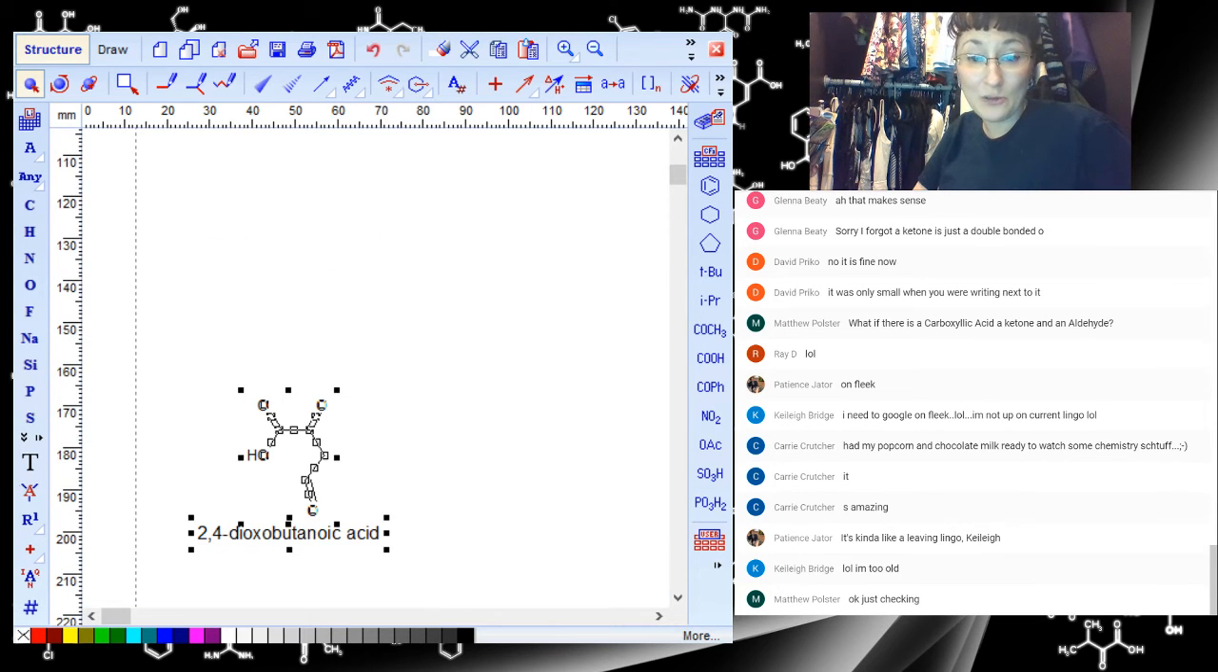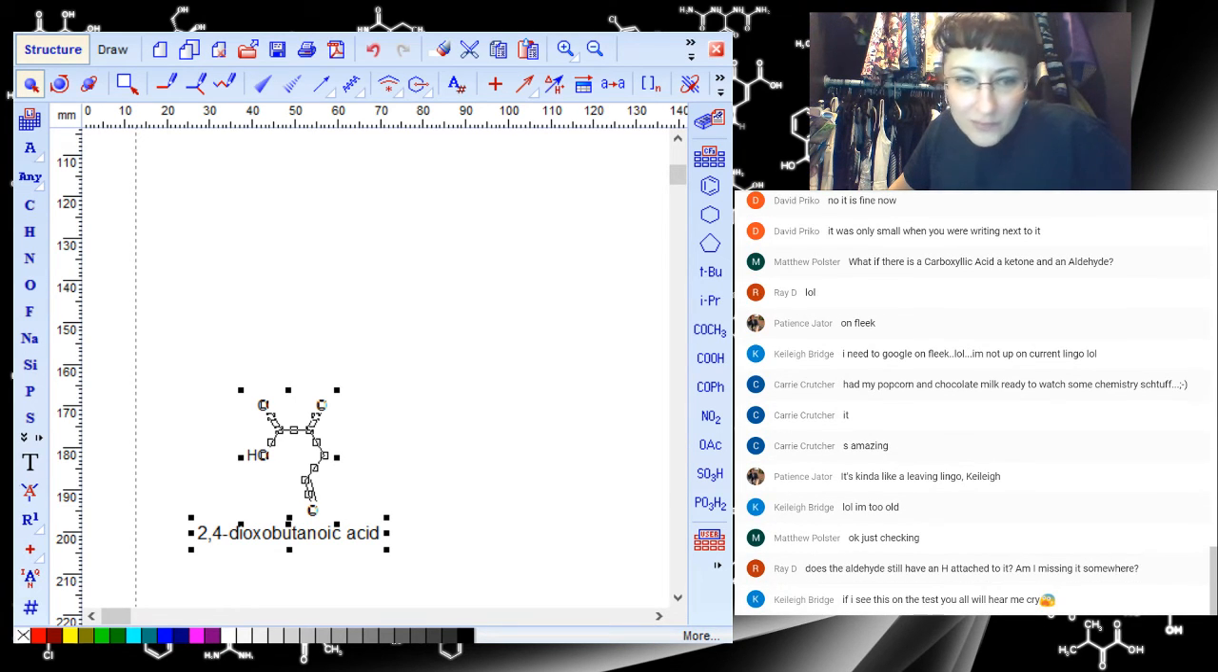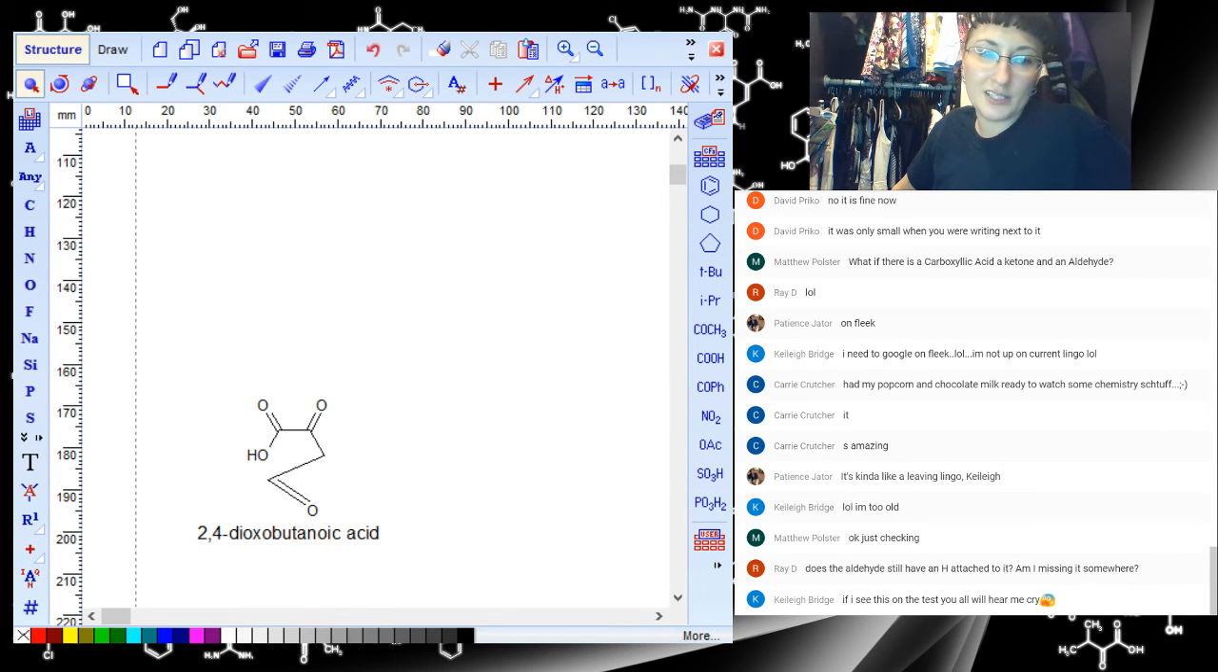Did that make sense though, Matthew? It's the same exact rules regardless of how much crazy stuff's on there. Yeah, because this is a skeleton structure, you didn't have to put the hydrogen on, but it's kind of implied that it's there. When I highlight it, do you see a CH pop up? I mean, we can put it on there if you want. Does this make you happy?